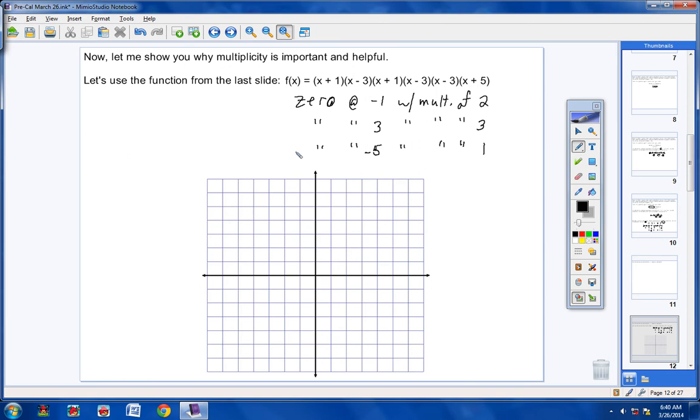Okay, now let me show you why multiplicity is so important. Please take some really good notes on this, okay? Look, we know our zeros are -1, 3, and -5, right? So I'm going to go ahead and put those on the x-axis, because remember, a 0 is an x-intercept.